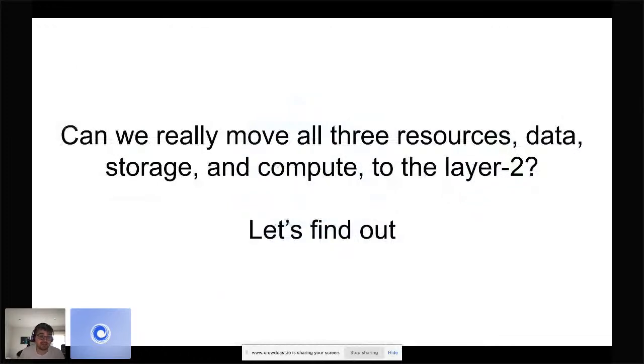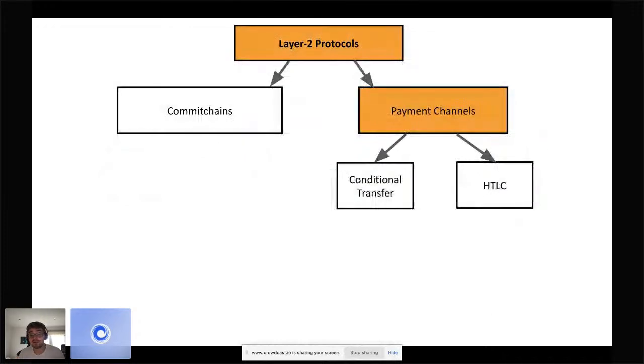So the question is, can we really move all three resources, data, storage, and compute, to the layer 2 system? This is what we're going to find out today. Okay, we started with layer 2 protocols, and we're now going to move on to payment channels. And hopefully for the next 30 minutes, we're just going to focus on payment channels.